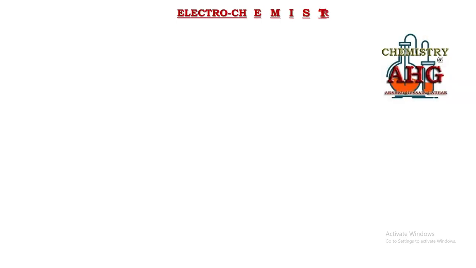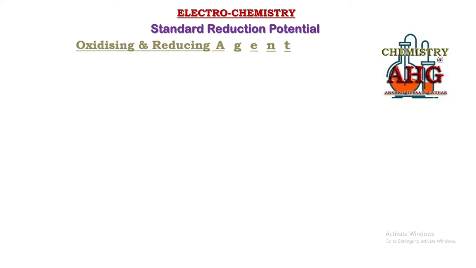Hi everyone. In this video I am going to tell you about an important application of standard reduction potential. It is about oxidizing and reducing agents. In this video we will discuss what an oxidizing and reducing agent is, how to find an oxidizing and reducing agent, and how to decide, if you have been given a set of half cells, a set of chemical equations, which one is the best oxidizing agent and which one is the best reducing agent.